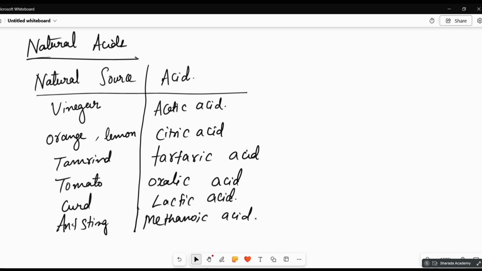So vinegar, all these they will ask in 1 mark questions sometimes. So what are the acids we have? Ant sting, it is the methanoic acid.